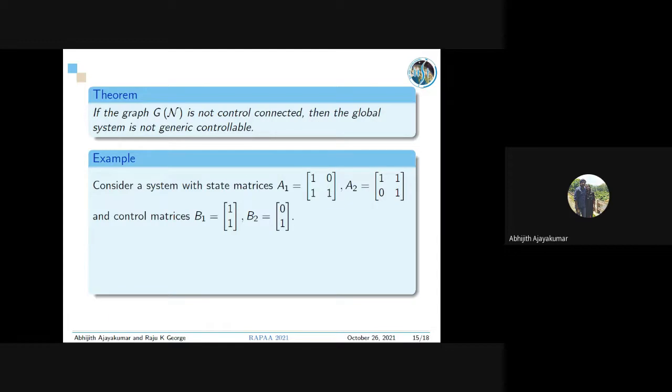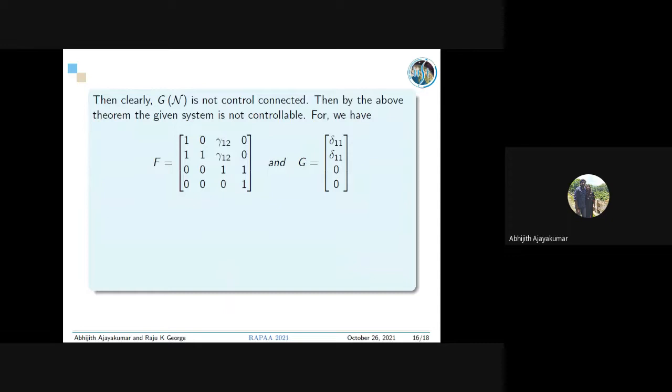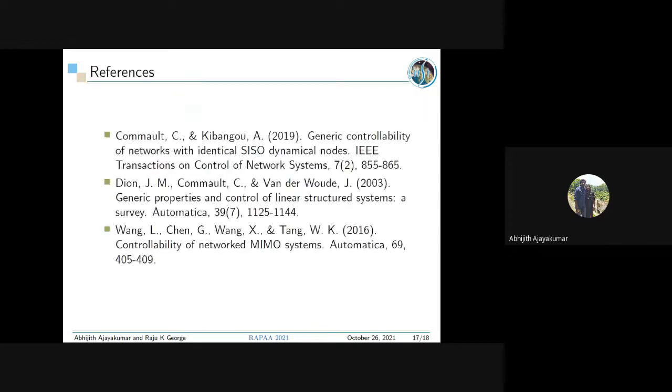That means there must be at least one connection from the control nodes. Here I am giving an example. A1, A2 are given, and the parameter is given here. It is easily seen that the graph is not control connected, as only delta 1,1 is there. The matrices F and G we can calculate, and by the PBH criterion we can verify that this matrix has rank at most 3 only. Therefore, the system is not generically controllable. And these are some important references that I used for my work. Thank you.